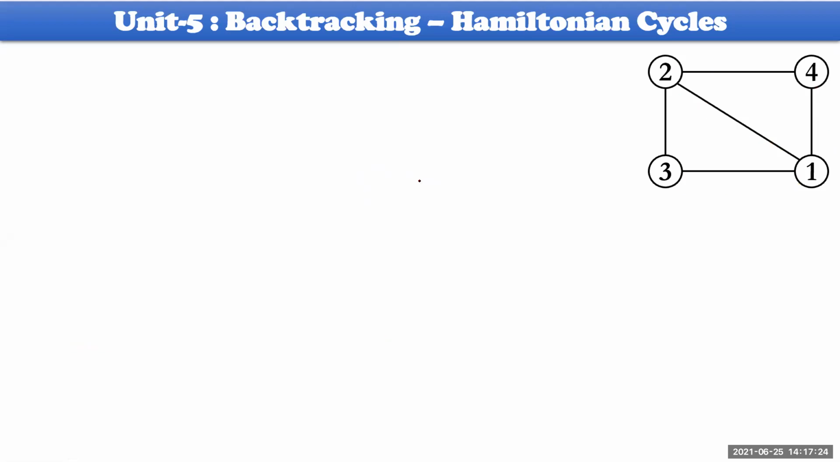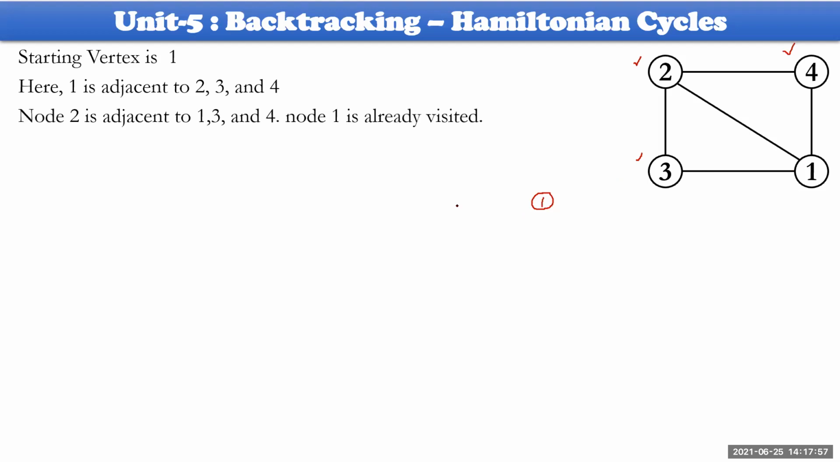Now let's get started with our Hamiltonian cycle. Starting vertex is 1. So I'd like to start my work at 1 here. Yes, 1 has been taken into consideration. Now go ahead with exploring this one. 1 is adjacent to 2, 1 is adjacent to 3 and 1 is adjacent to 4 also.